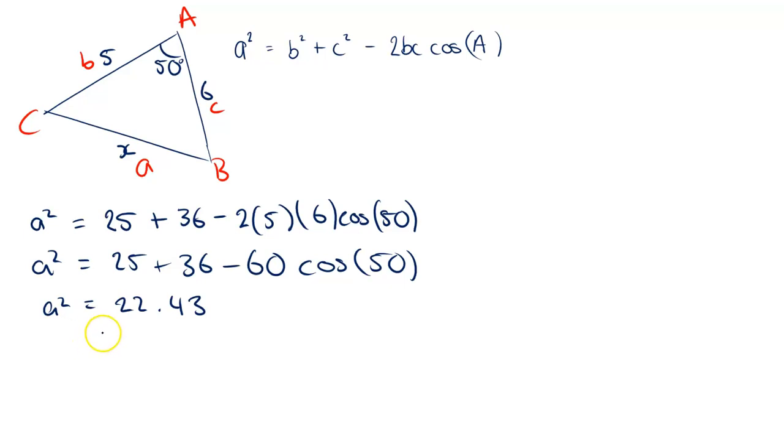The last step that I'm going to have to do now is to take the square root of that 22.43, or you can use the ANS button on your calculator. If you do square root ANS, it won't matter if you've rounded it. It will take the previous answer in your calculator, so the full number. Once you've done that, we get a as being equal to 4.74 to 2 decimal places.